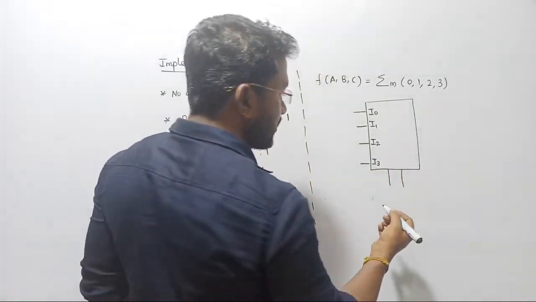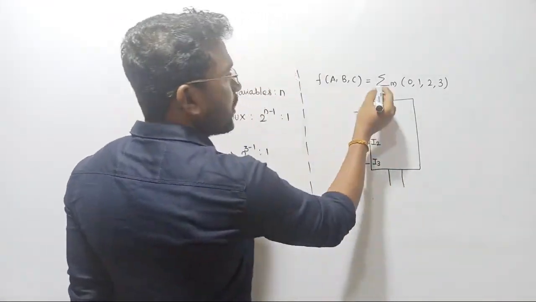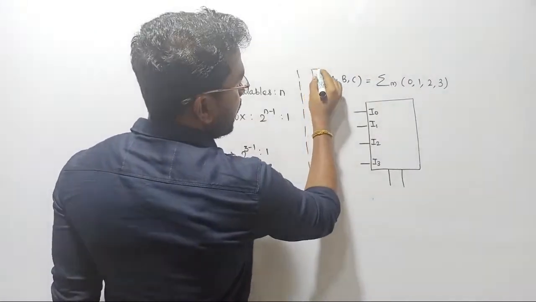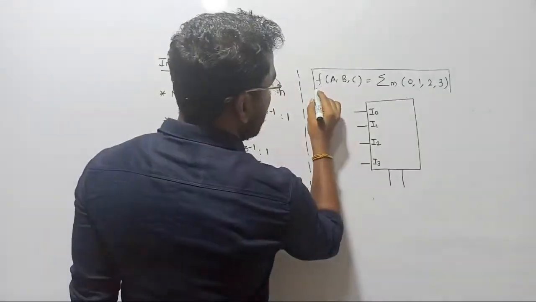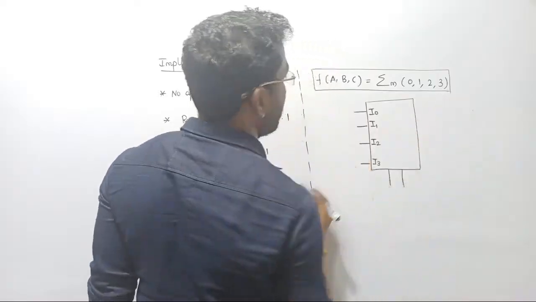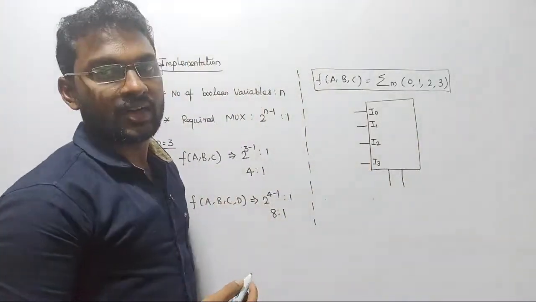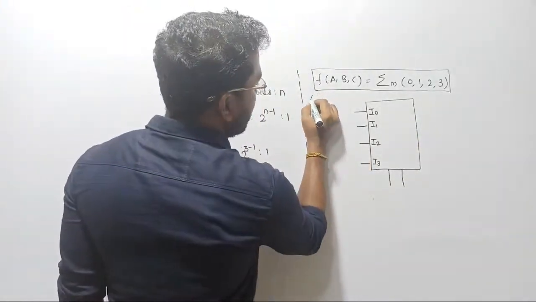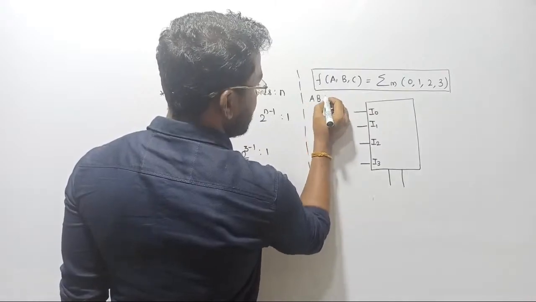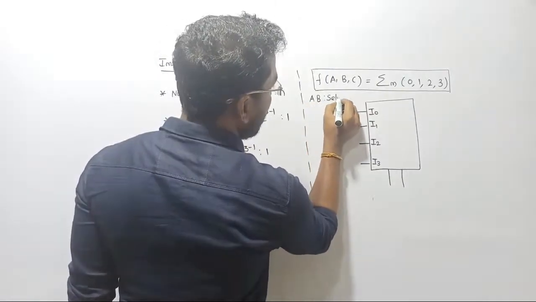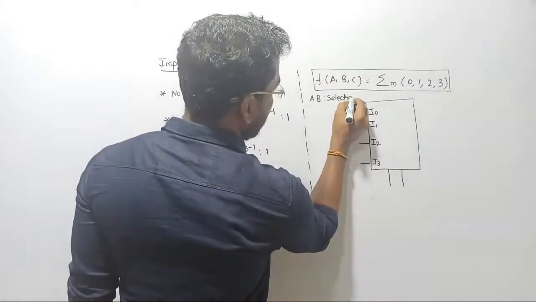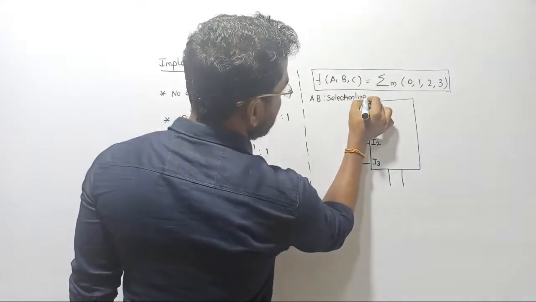So they will give you, for example, I will take the selection line. Guys, listen, when they give Boolean variables, they should talk about the selection line. That is mandatory here. Understanding the selection line is very important, right? So let us consider A and B are going to be the selection line now.